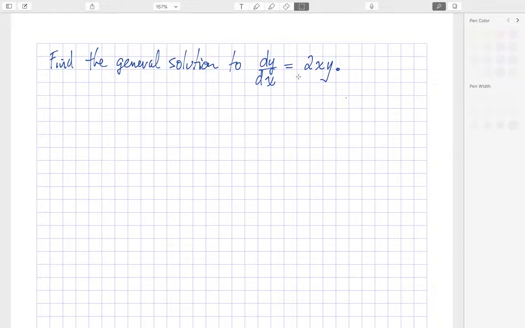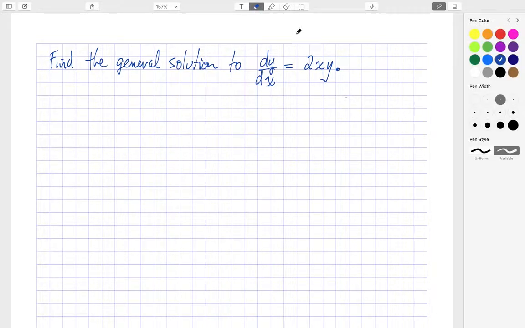So when we're finding general solutions of differential equations, it's terrific if they're in a form that we call separable. So the example that I give here, dy by dx equals 2xy, this is a situation where we can separate the variables. And let me show you what that involves.